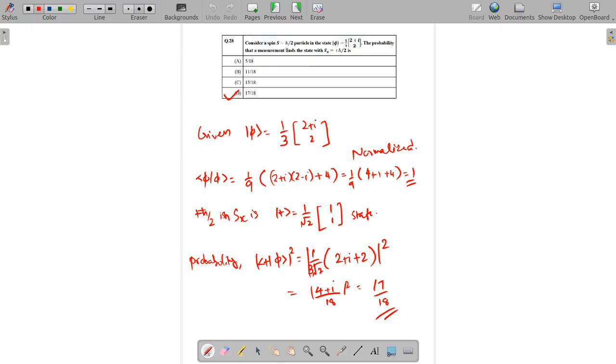Consider a spin half particle, with spin ħ/2, in the state phi equals 1 by 3 times (2 plus i, and 2). What is the probability that a measurement will find the state at Sx equals plus ħ/2? So Sx is basically a Pauli matrix. You can have either plus ħ/2 or minus ħ/2. These are the two possible states. Usually we denote them as plus and minus states.